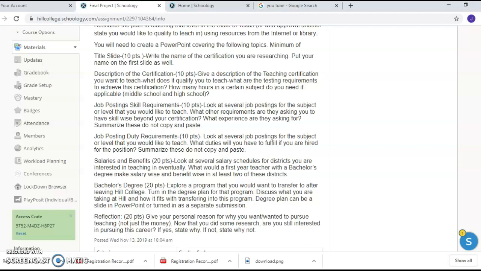So give me 5 to 8 sentences on, do you still want to pursue teaching now that you have researched it? Yes, why or why not? Don't tell me the money and because you get summers off. I want you to give me good reasons for why you want to do it, what you have learned about why or why not you want to do it, and how you're going to do it. And if you say, I don't want to do it, give me reasons. What did you discover? Why you don't want to do it?